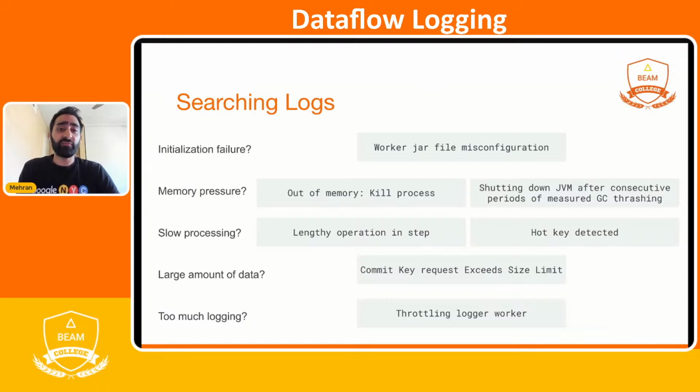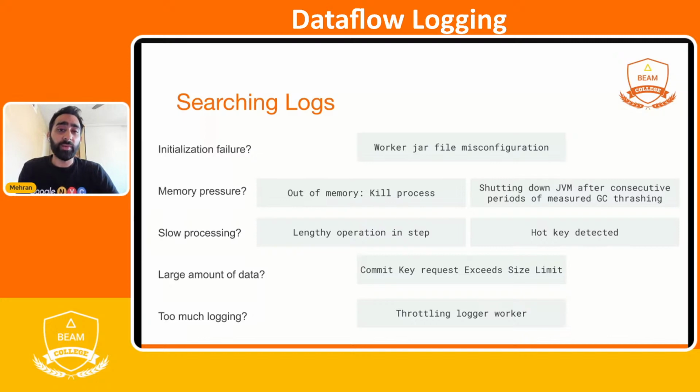So, why don't we take a look at a few of the common errors and logs that we see that usually point to a symptom of your job falling behind or an issue in your Dataflow job. If you have an initialization failure where we aren't able to read your jar file, you might see that in a worker jar file misconfiguration log. If you have memory pressure, this is a very common thing we see with customers' pipelines, from pipelines that are undersized and don't have enough memory to actually process the code. You might see an out of memory error. Or you might also see a VM being shut down due to garbage collection thrashing.